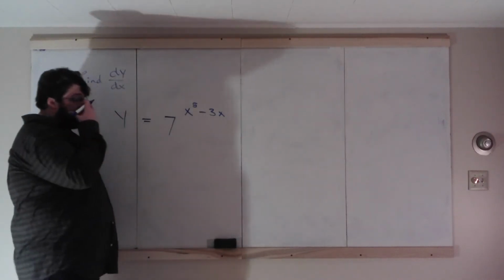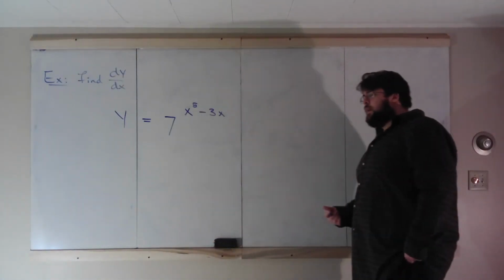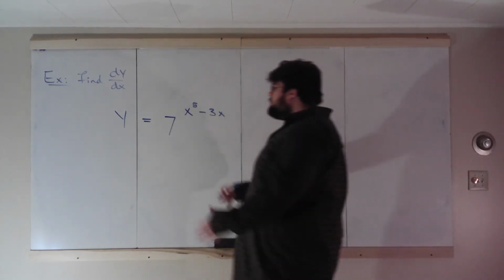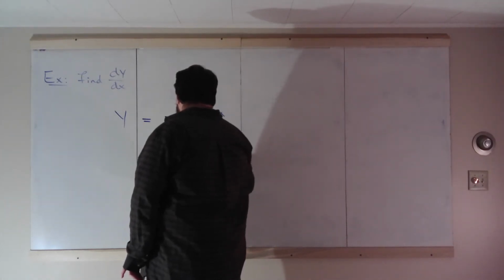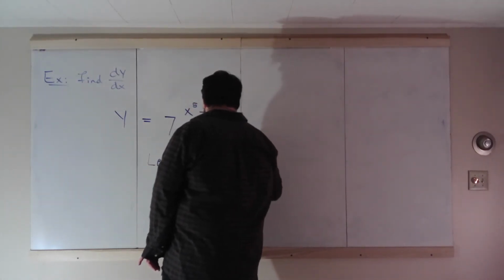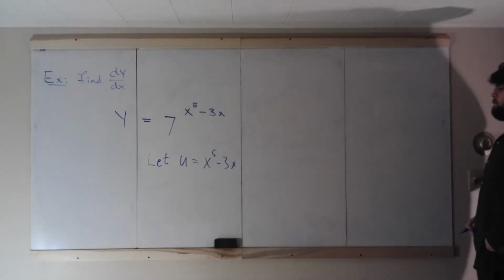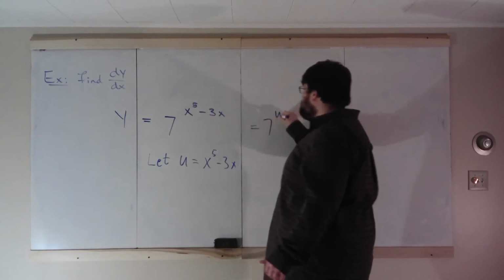How can we handle this? Well, we know the derivative of 7 to the x is just 7 to the x log 7. But there's more than just an x there. So let's use the chain rule. More than just an x? Well, call that more than just an x, a u. So now y equals 7 to the u.